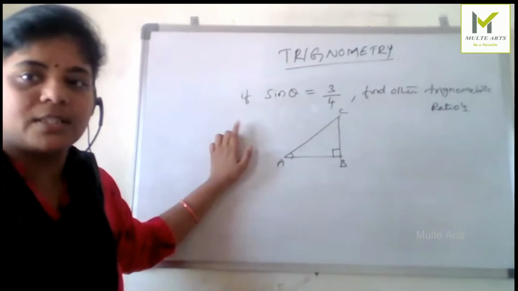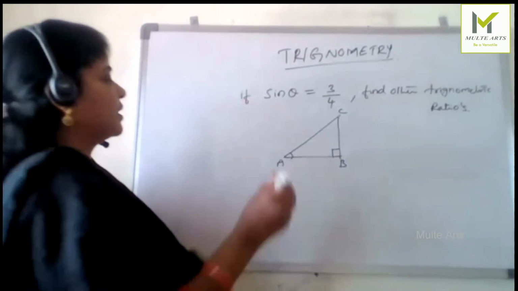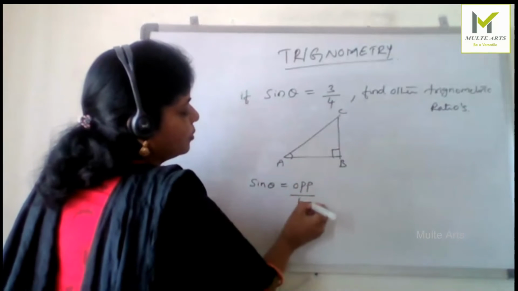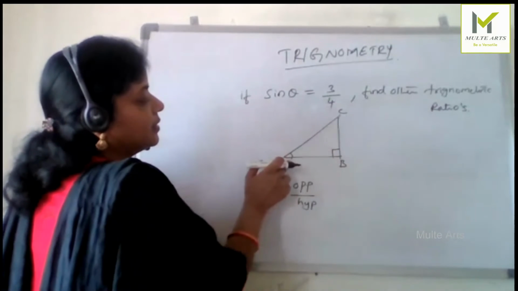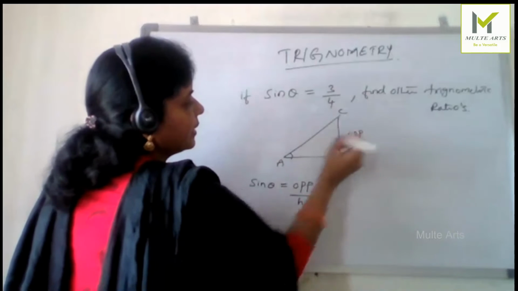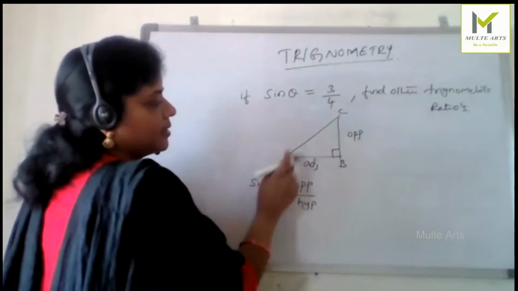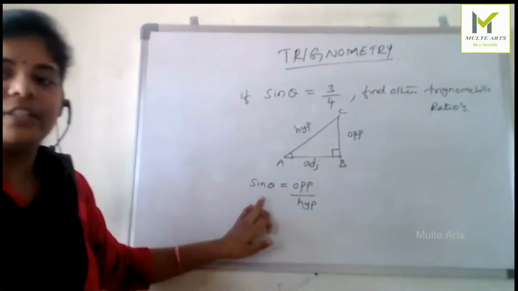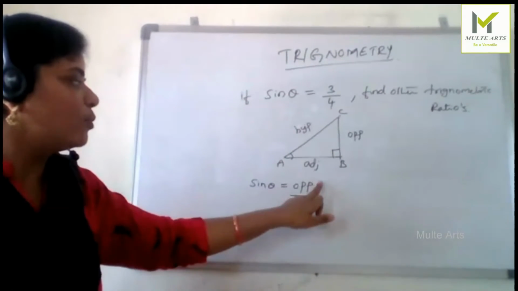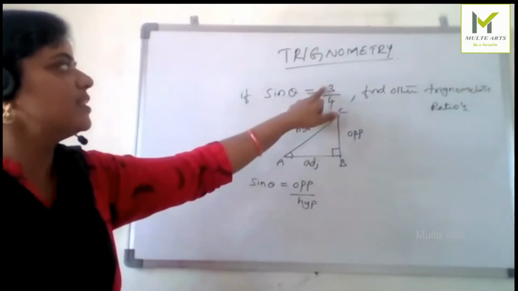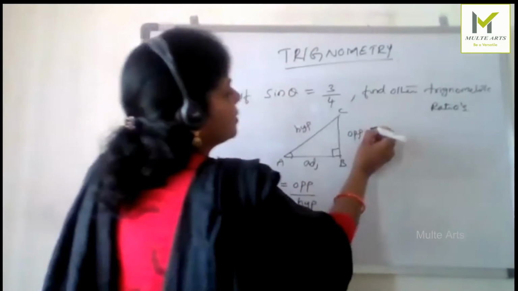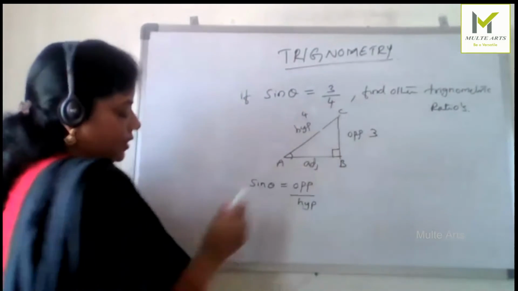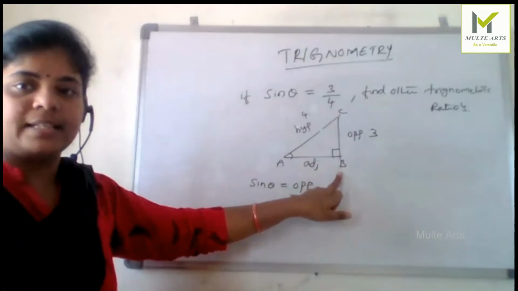As I said before, sine theta equals opposite by hypotenuse. This is our opposite side, this is our adjacent side, and this is going to be our hypotenuse. So already we know that sine theta is equal to opposite by hypotenuse. Opposite is 3, and 4 will be our hypotenuse. Now we can easily find out the adjacent side, that is AB.